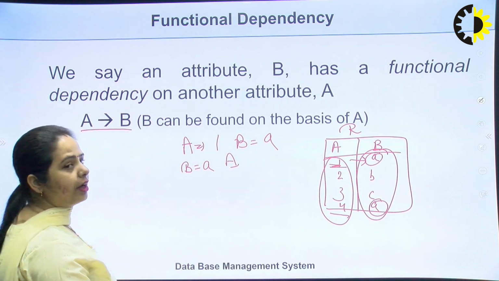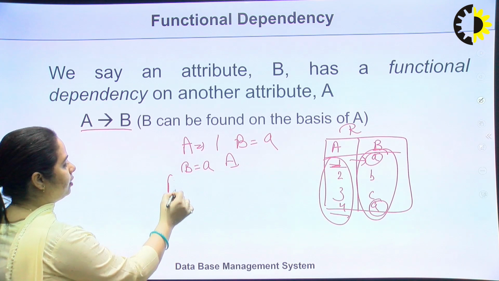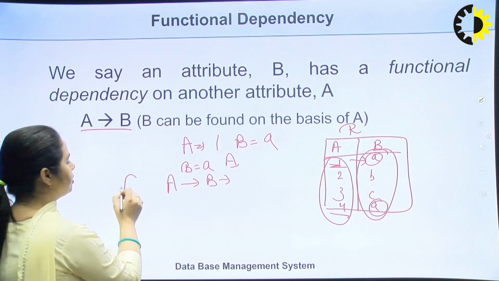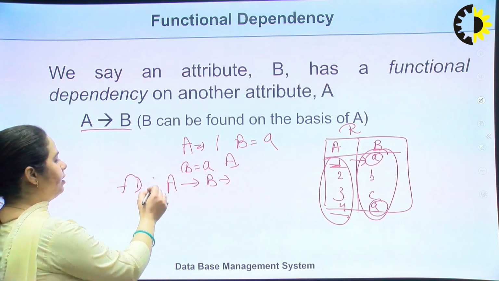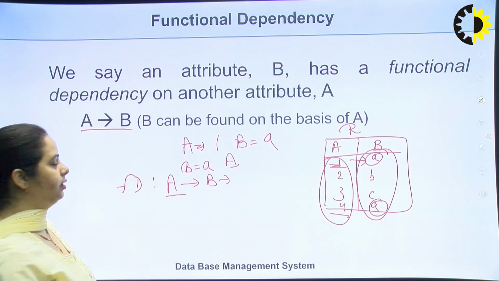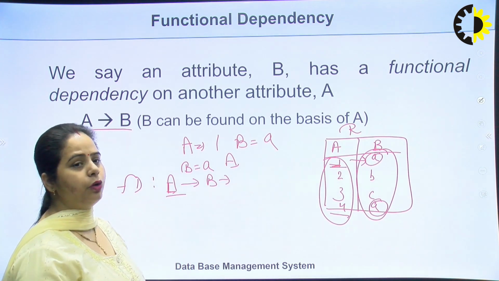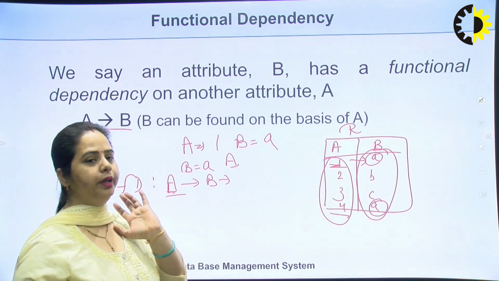So now I can write a statement that A tends to B. This is known as functional dependency, FD. A tends to B. How will we read it? We will read it as: if you tell me the value of A, I will tell you the value of B.